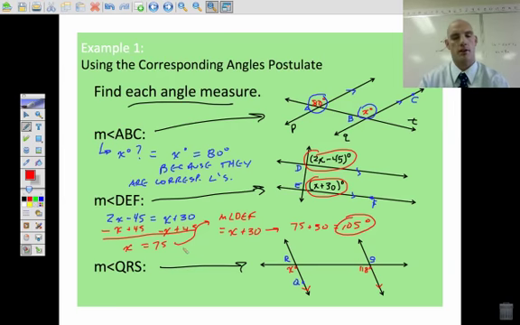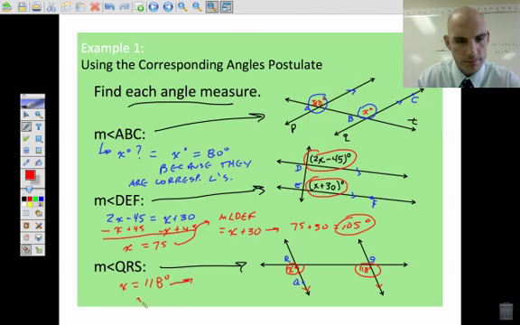Now, QRS down below here. Once again, this is pretty straight up. This is pretty much how we go. So, if I have 118 and x, they are corresponding. So I've got them in the left bottom. So the measure of QRS is going to be this part. So I know that x is equal to 118.